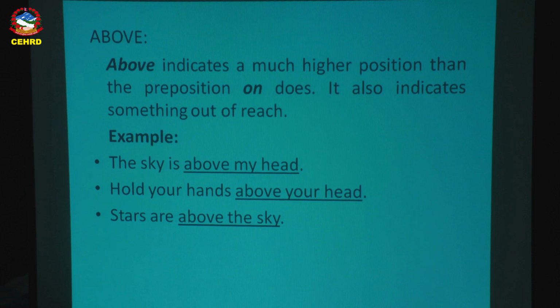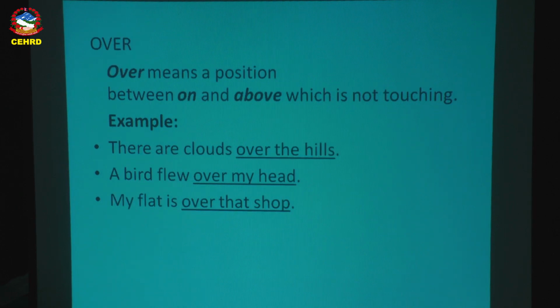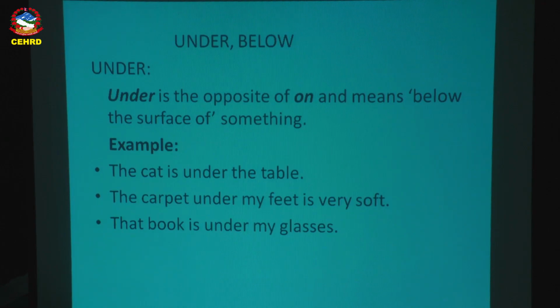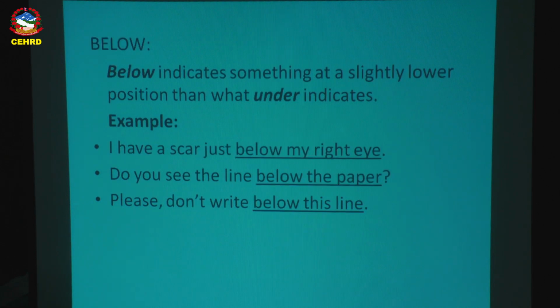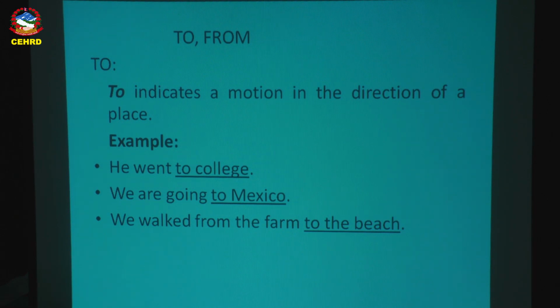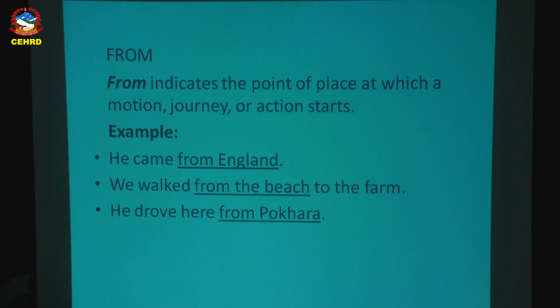But over is straight up. Above is to a higher position, not straight up, not vertically up. Over, I've told you. Under is just vertically down. Below means to a lower position or to a lower place, right? So below is there. Examples: to and from. I've already done it. To, from Kathmandu to Mexico, like that. So from is there, to is there.